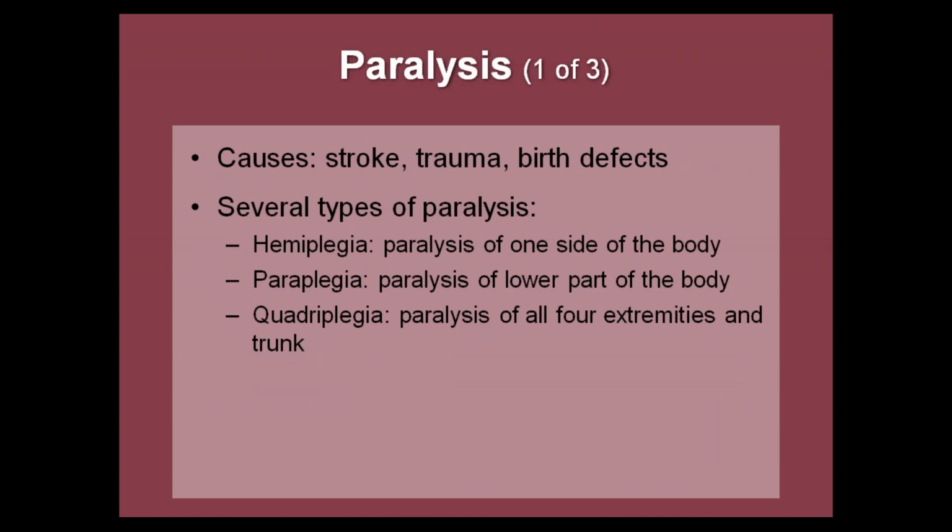Paralysis is caused by stroke, trauma, birth defects. There are several types of paralysis. You're going to have hemiplegia, which is paralysis of one side of the body, so part of the hemisphere. Paraplegia, paralysis of the lower part of the body. Quadriplegia, paralysis of all four extremities and the trunk.